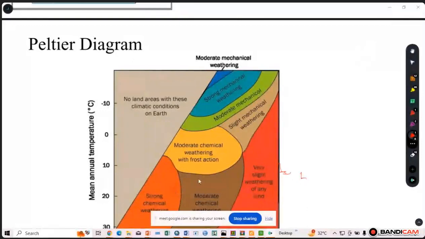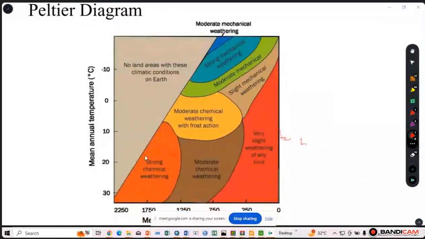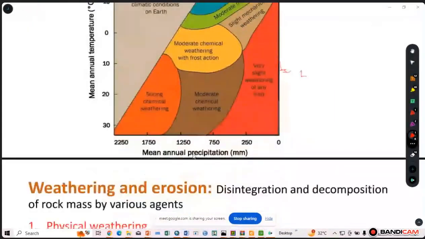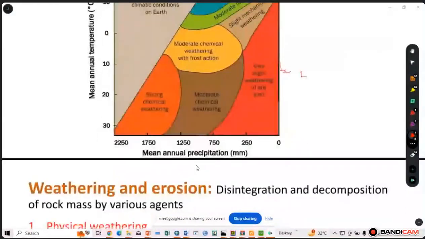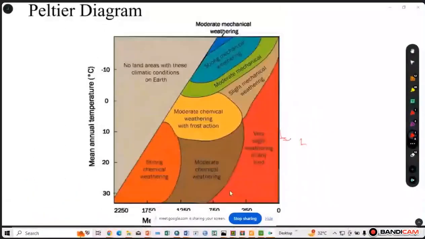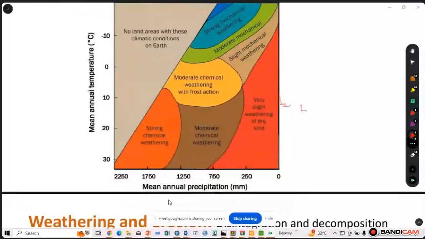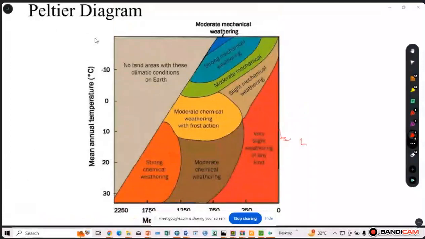Okay, here we see the Peltier diagram. This diagram mainly reflects the relation between precipitation and temperature. Along the x-axis we take precipitation and along the y-axis we take the temperature. The relation between precipitation and temperature is known as the Peltier diagram.